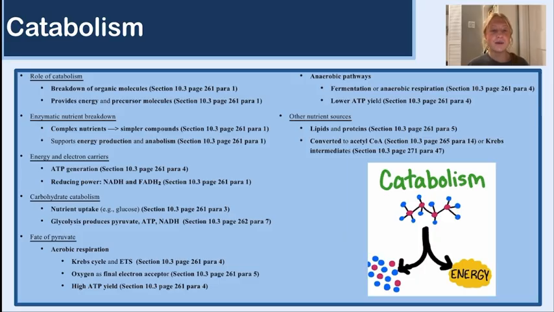In contrast, fermentation and anaerobic respiration occur without oxygen. This produces smaller amounts of ATP, and these use organic molecules or non-oxygen compounds as the final electron acceptor. Catabolism also includes the breakdown of lipids and proteins, which are converted into acetyl-CoA or Krebs cycle intermediates, and these allow cells to extract energy from different sources.